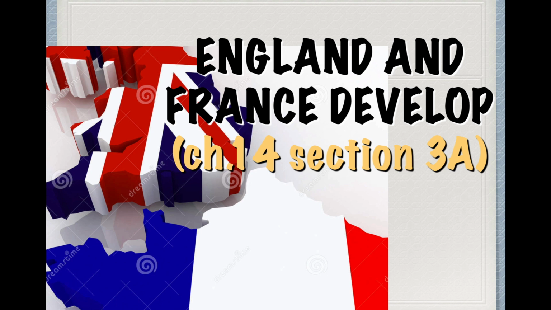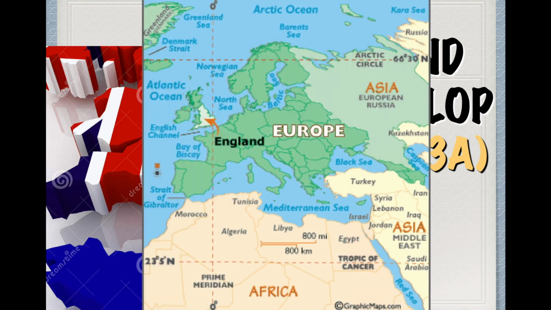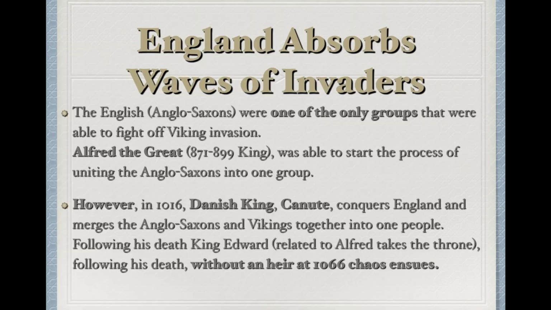Hi, Mr. Harris here, and today is on England and France developing, Chapter 14, Section 3A. So 3A as in there will be a 3B where we focus on France, and today we're focusing more on what would become England. So if we look at the earliest stages of history, the English were Anglo Saxons.